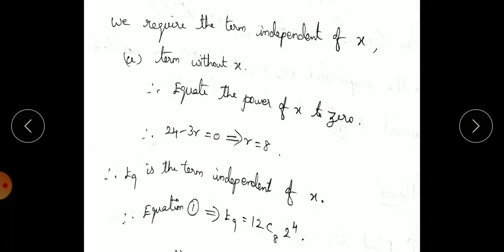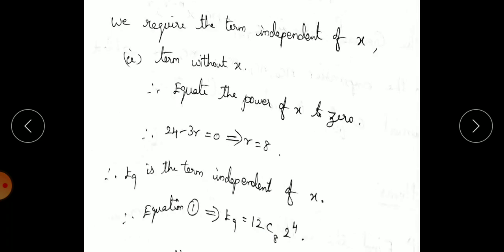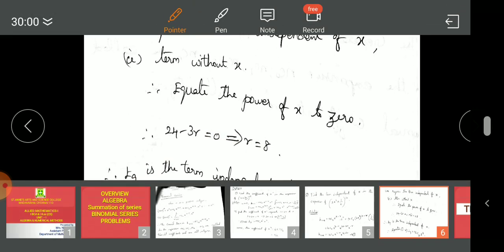Here we are going to find the term independent of x, that is, a term without x. In the last problem we found the coefficient of x. Now, independent of x is the term without x. So we equate the power of x to 0. The x power term is 24 minus 3r, so equate it to 0. From that we can find the value of r. Now we substitute r in the first equation. So we get T9 equals 12C8 into 2 power 4. Now we can simplify and get the answer for T9.